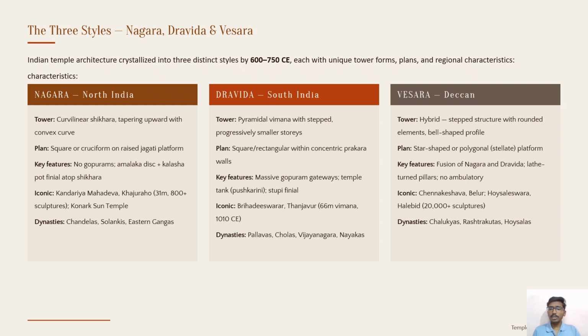Vesara, Deccan. Hybrid stepped structure with a rounded element, bell-shaped profile. Plan: star-shaped or polygonal stellate platform. Key features: fusion of Nagara and Dravida, lathe-turned pillars, no ambulatory. Examples: Chennakeshava at Belur, Halebeedu. Dynasties: Chalukyas, Rashtrakutas, and Hoysalas.